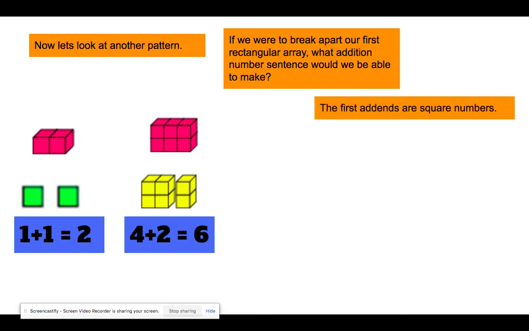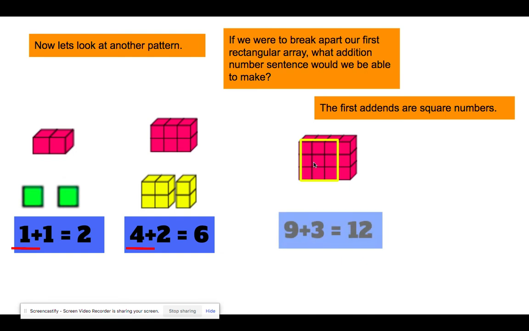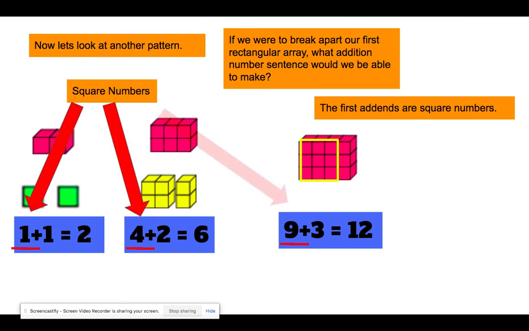So the first addends are square numbers. As you can see here, 1 is a square number, 4 is a square number. So if that's the case, how would we split this next one up? Again, keeping in mind that the pattern is the first addends are square numbers. Well, we would break apart this rectangular array here and use this square number, which is 9, right? And then the 3 left over would be 3. So it would be 9 plus 3 equals 12. And then again, the first addends are all square numbers. See, 1 is a square number, 4 is a square number, and 9 is also a square number. So that's just another pattern using these rectangular arrays.